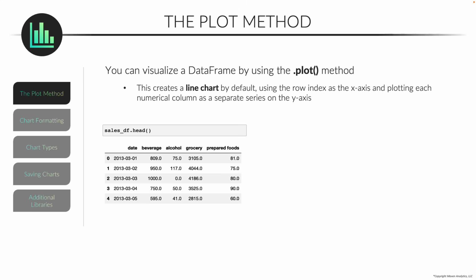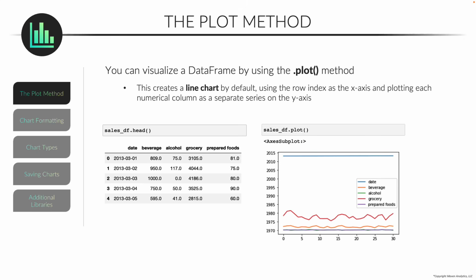We then have our sales of beverage products on those dates, alcohol products on those dates, grocery products on those dates, and prepared food products on those dates. So this looks a lot like a pivot table. And I'll say that creating pivot tables before plotting can create nice series like these. So let's go ahead and call the plot method on our salesDF. So here we're calling plot.